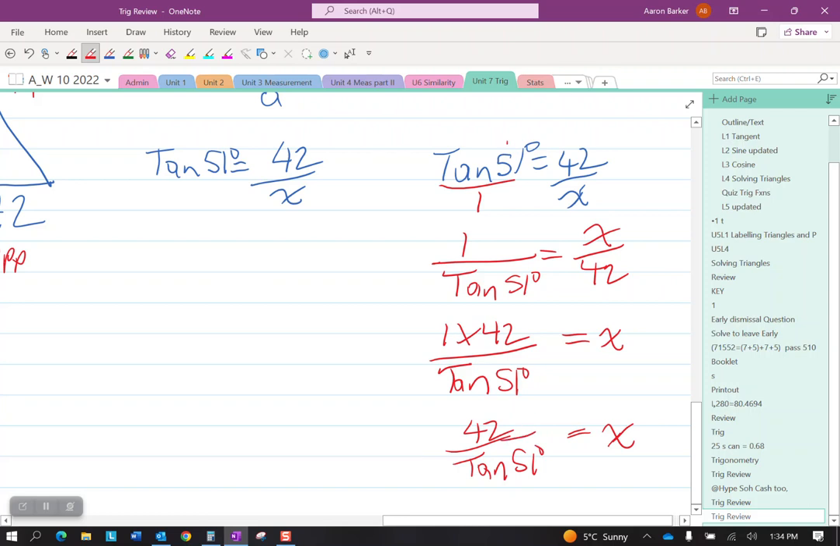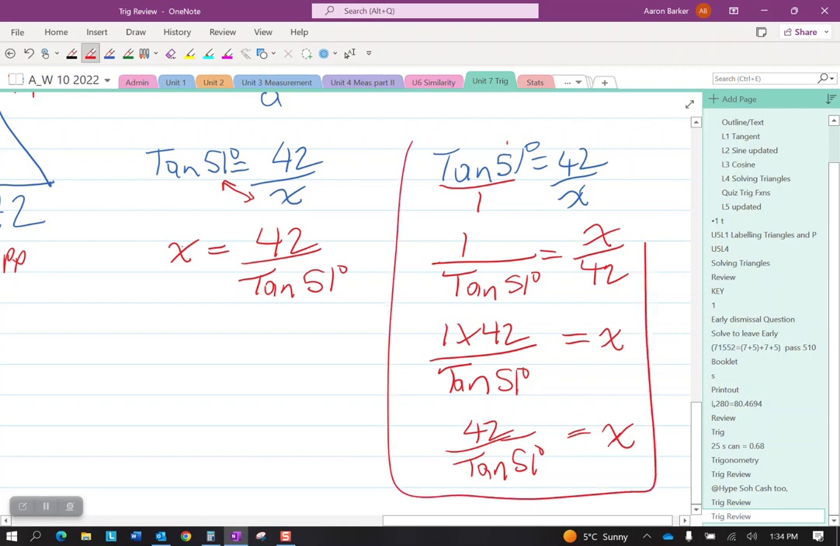Okay. So if you look at that, it's kind of like these guys did what? Switch places, right? So the shortcut work is for you to switch places. You get x on the left side, and you get 42 divided by tan 51. Okay. So your choice. You can do a shortcut, or you can go the long way. It doesn't matter to me which one you write down. I'll give you time to write it down. Go. Write down which one you would like.